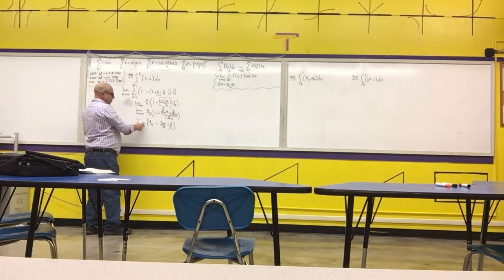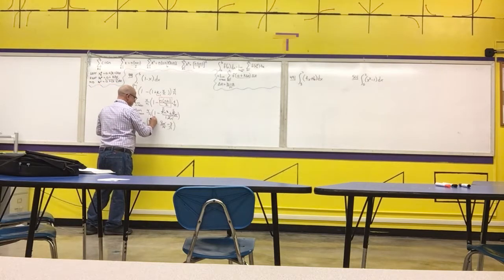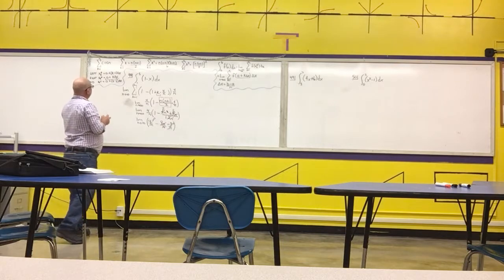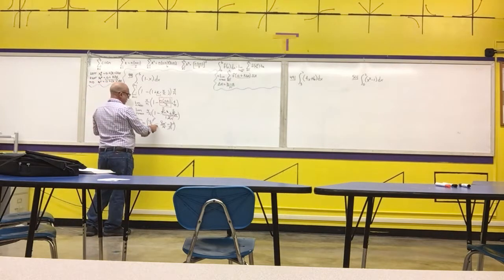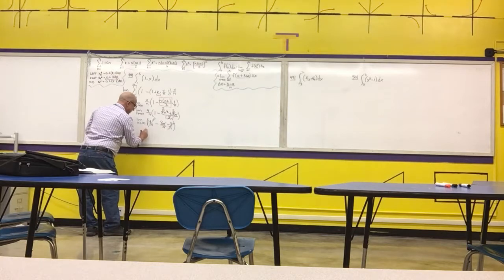The limit as n approaches infinity of 4 over n is going to approach 0. Negative 8 over n is going to approach 0. And the only thing that's left inside here is the limit of negative 8 as n approaches infinity, which is negative 8.